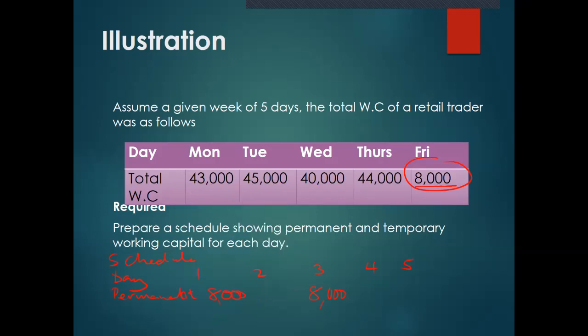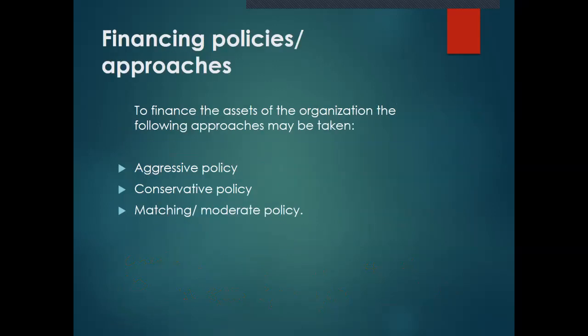So 8,000, Tuesday 8,000, Thursday, Friday. And the extra investment over and above that minimum is the fluctuating. Here I can call it the fluctuating or the temporal. So let me go fluctuating current asset.